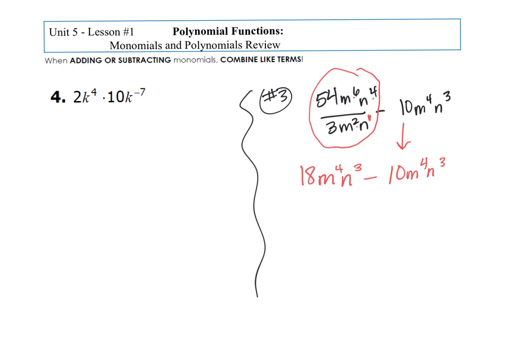Now I'm going to do something. I'm going to highlight up here at the top. It says, when adding or subtracting monomials, combine like terms. Combining like terms does not have the power to change exponents. I'll say that again. Adding and subtracting cannot change our exponents. The only thing it can do is change the coefficient. Okay, but to be like terms, they have to have matching variables and matching exponents.